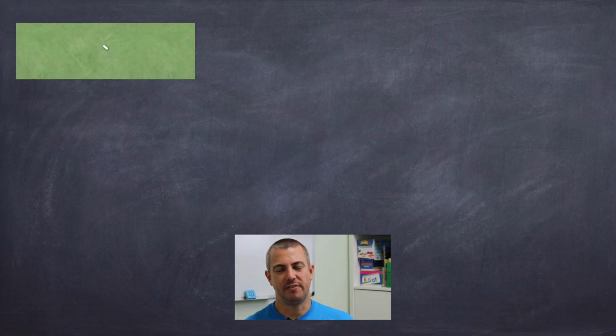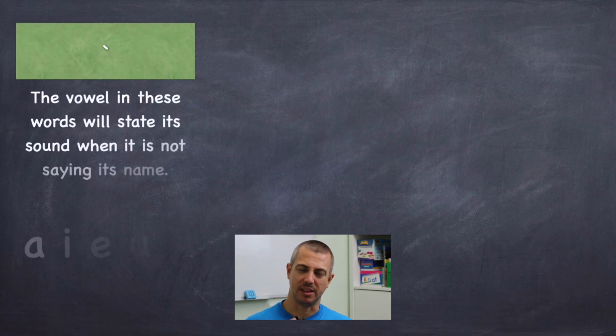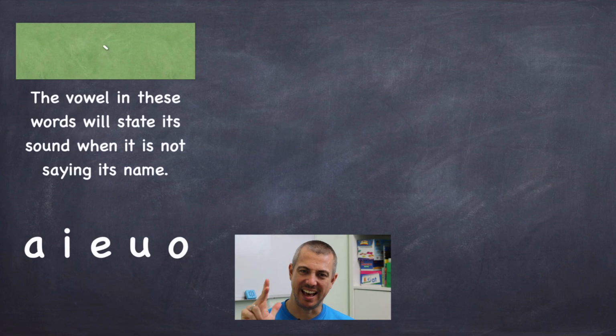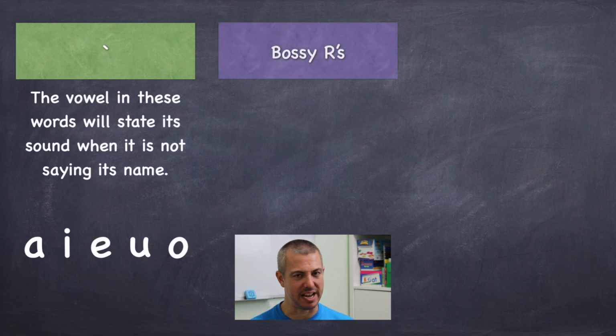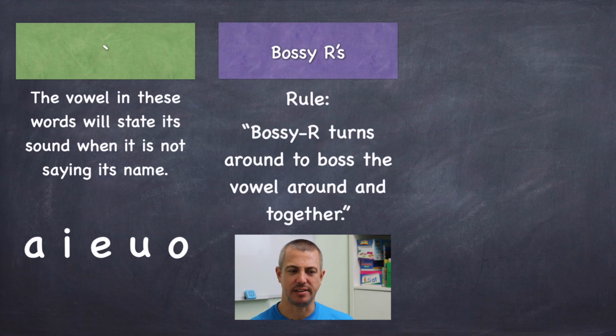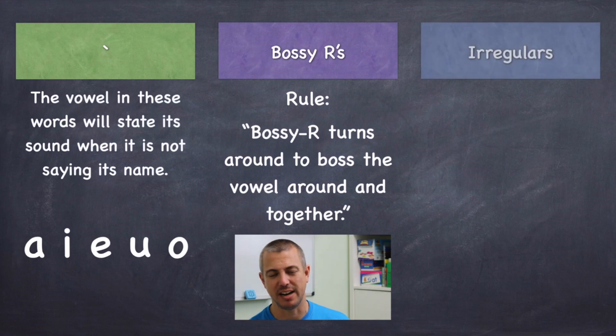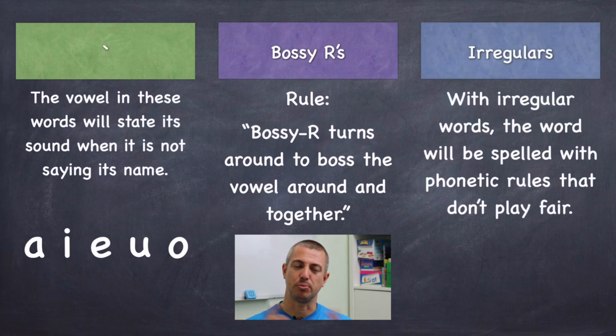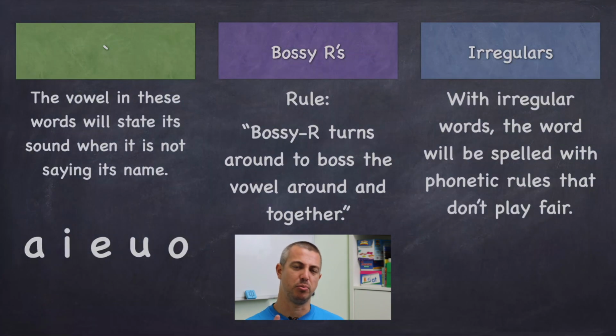All right, so let's review. What we talked about first is our short vowel sounds, which are a, e, i, o, u, the 5 vowels, and they don't say their name. The next is bossy R's, and this is when the bossy R turns around to boss the vowel around, and together they're going to say a combined sound. The last thing that we talked about is irregular spellings of words. This is when a word doesn't play fair, like the word for that we saw already.